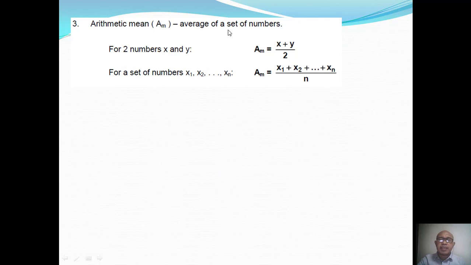Arithmetic mean is the average of a set of numbers. So for two numbers, x and y, the arithmetic mean is the number in between them, and it is x plus y over 2. For a set of numbers, x sub 1, x sub 2, x sub 3, and so on until x sub n, the arithmetic mean is simply obtained by adding them and dividing by the number of terms.